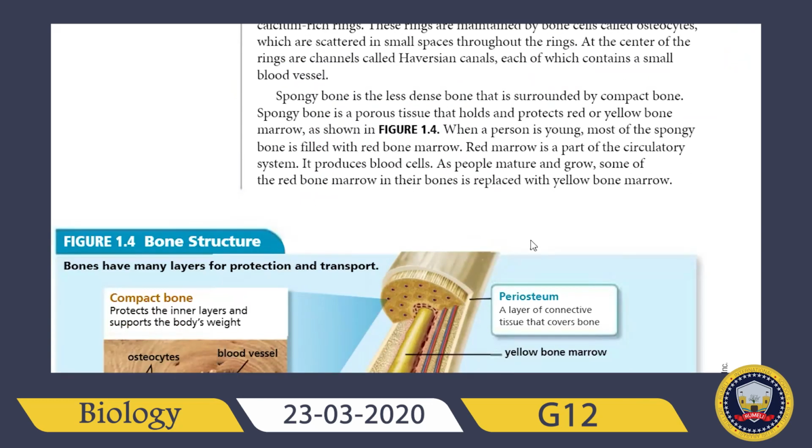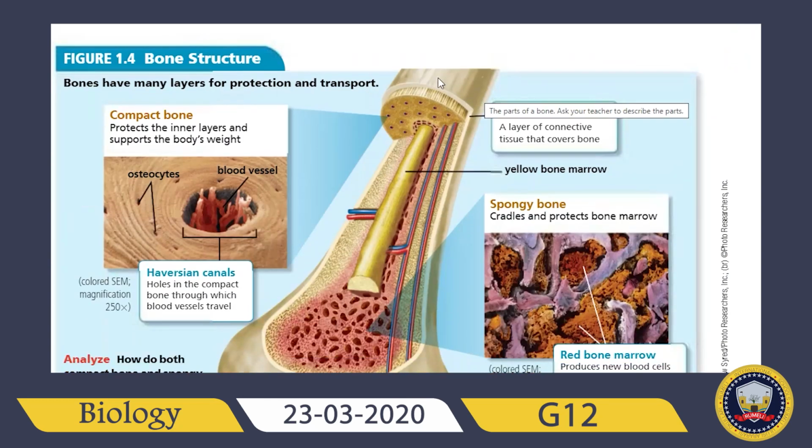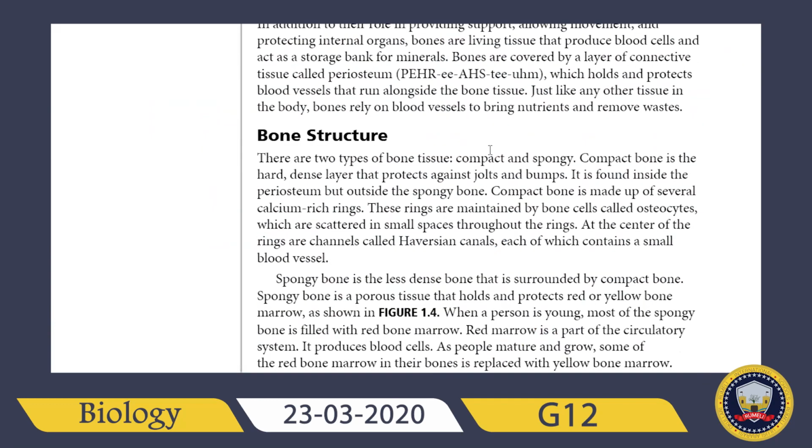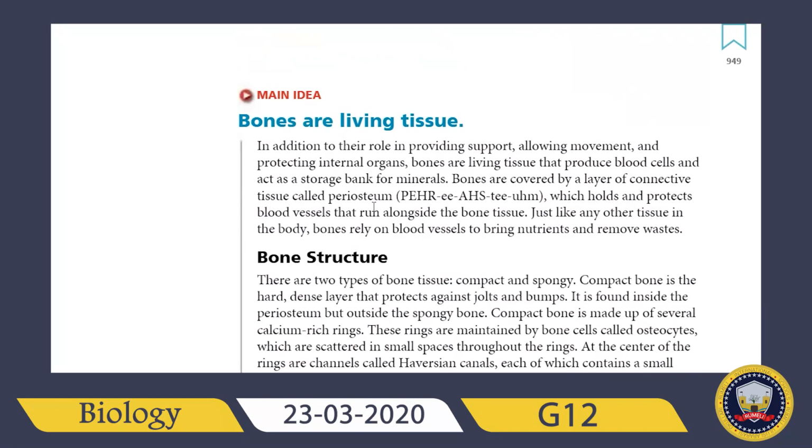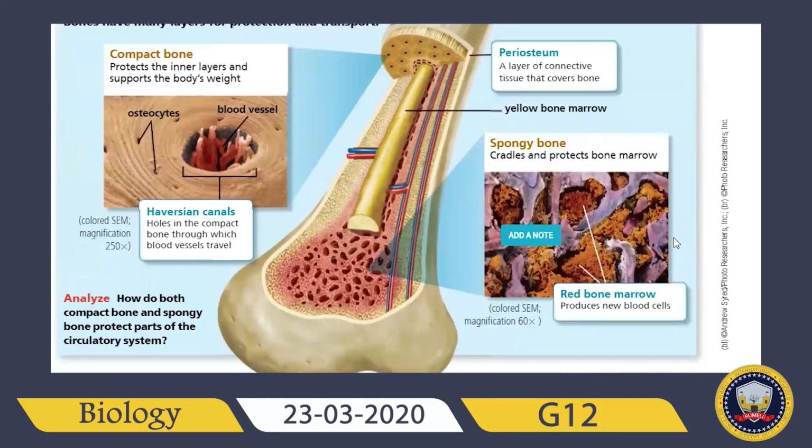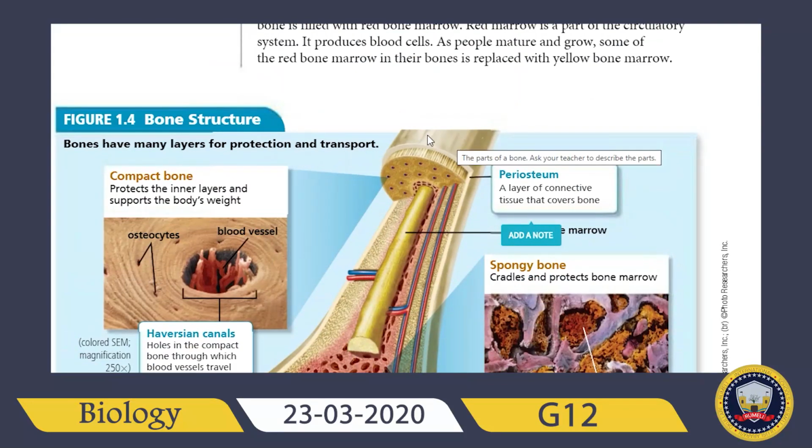Bones generally, guys, are covered by a very thin layer called periosteum. It's a connective tissue. This layer covers the bone and holds and protects blood vessels that run alongside the bone tissue. So this is the periosteum, a very thin layer. It's not the bone itself. It's a thin connective tissue.